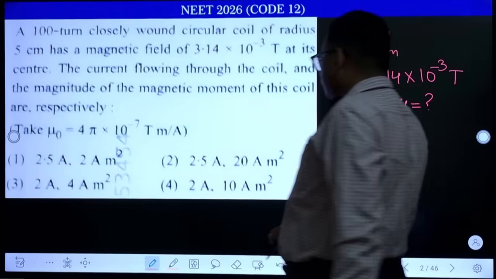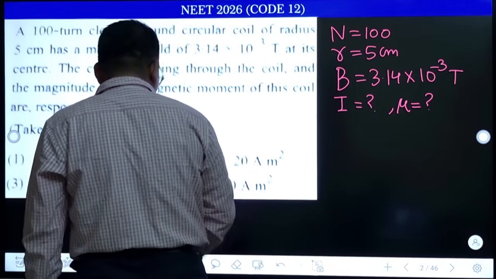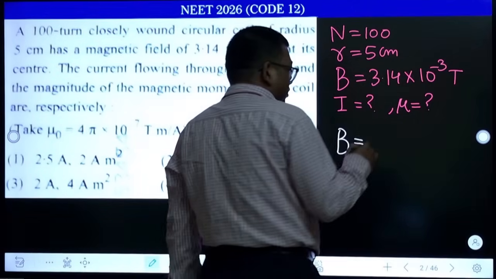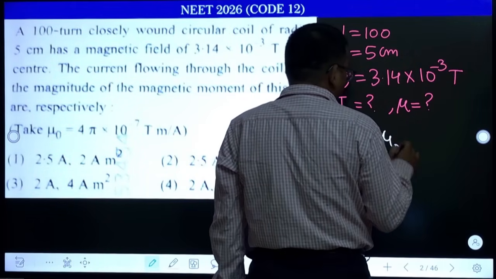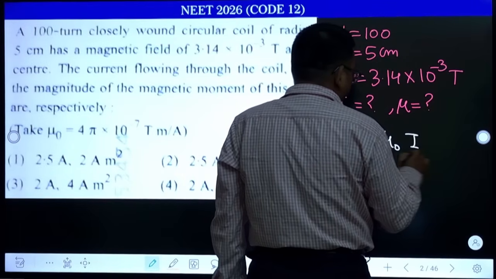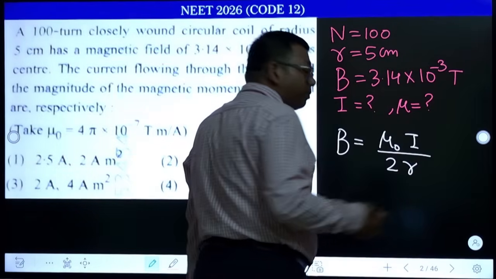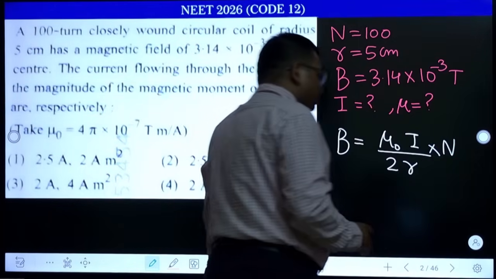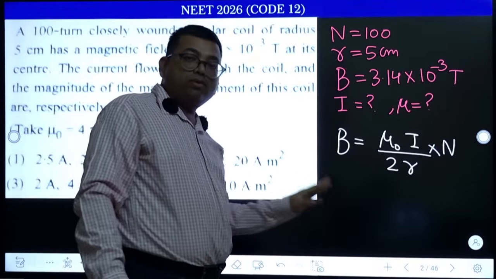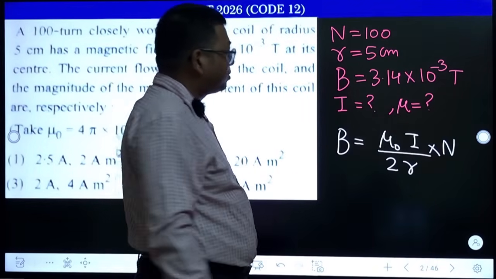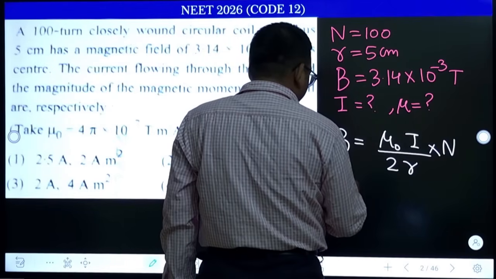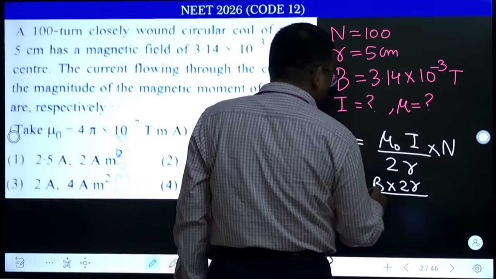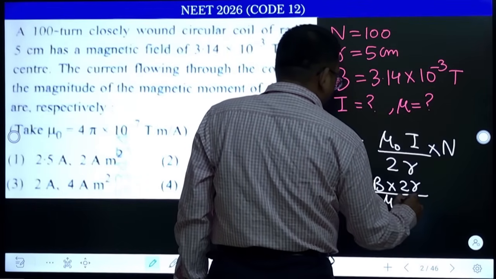So circular coil, what is the formula for magnetic field? Let us take circular coil. Magnetic field formula at the center, what is it? Mu naught I by 2r, and you have to multiply with N because N number of turns are there, right? So this is what is given. Definitely we can calculate current from here very easily. So what will be the current? It will be magnetic field into 2r divided by mu naught into N, right?